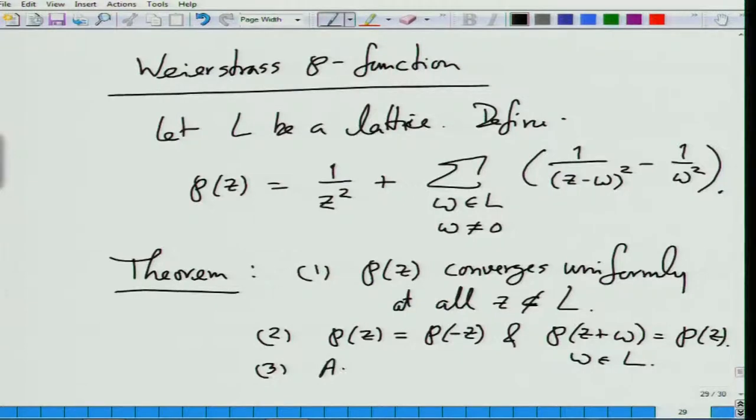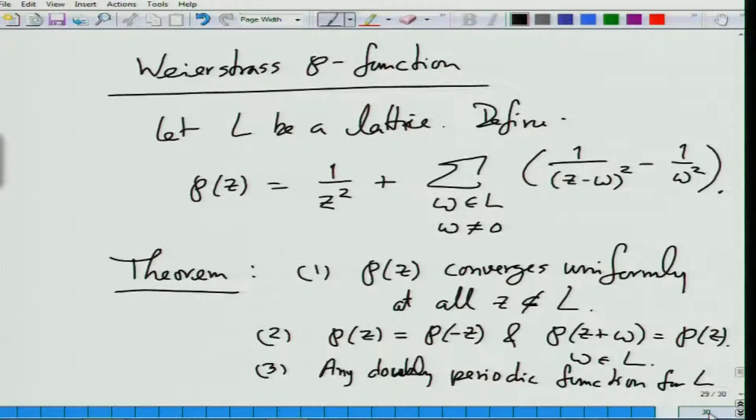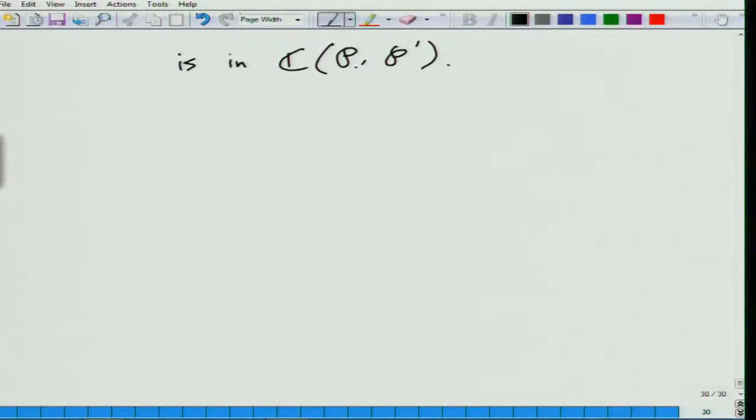And third is even more interesting: any doubly periodic function over L has this form. It is a rational function in rho and rho prime over complex numbers. Any rational function in rho and rho prime is obviously doubly periodic for L. And this part says that that is all there is, there is nothing more.